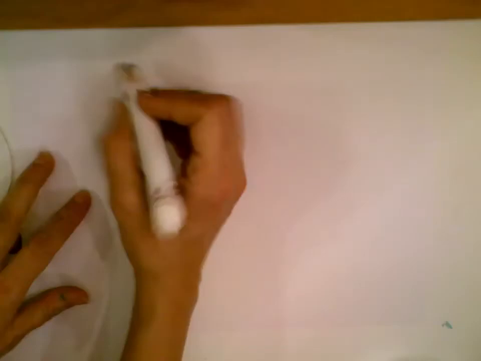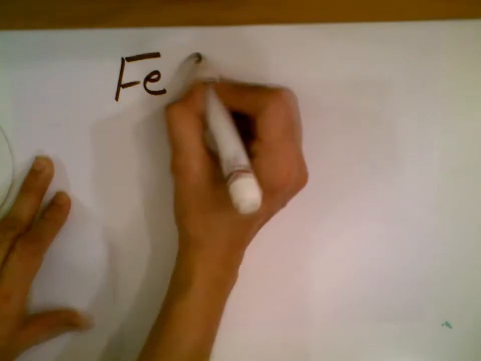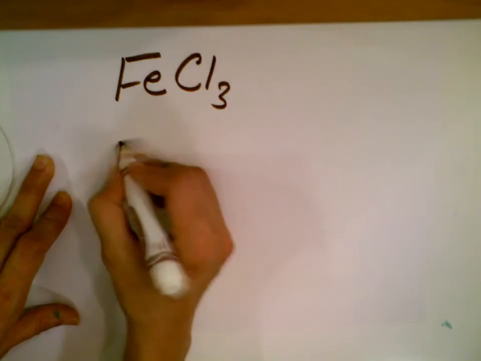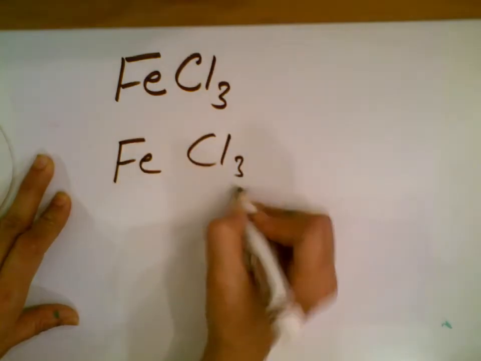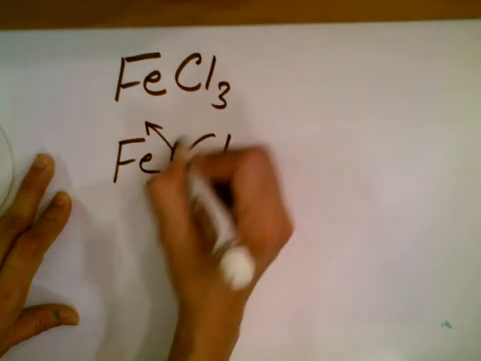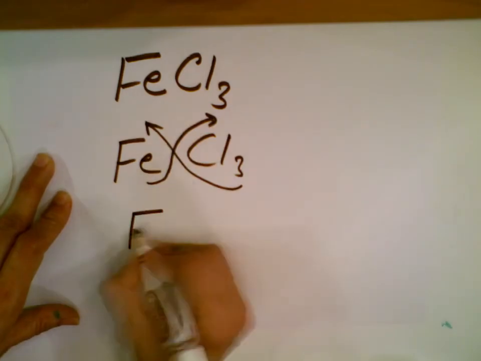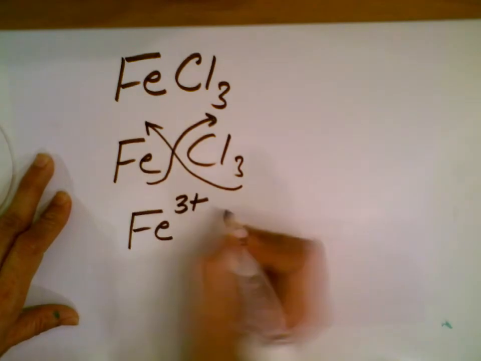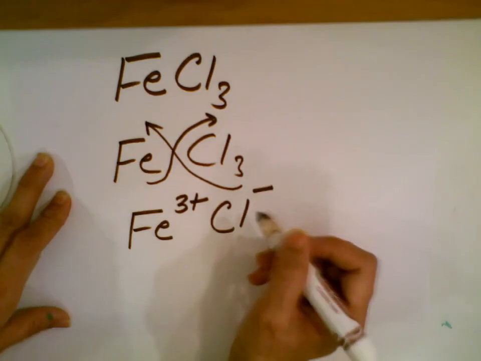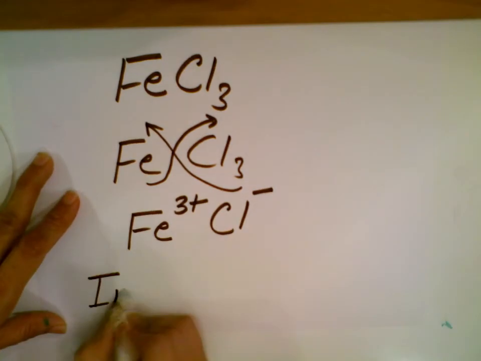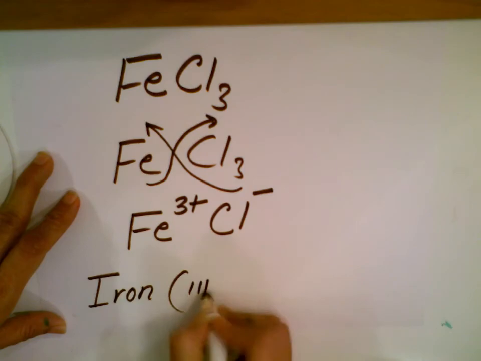Backward crisscross. Like that, you do the backward crisscross. This is going to go here, this is here, and Fe 3 plus and Cl negative. Once again, you are going to use whichever technique you like.